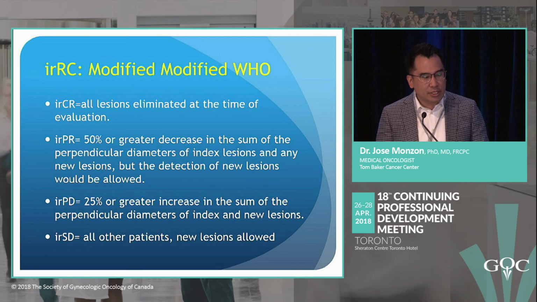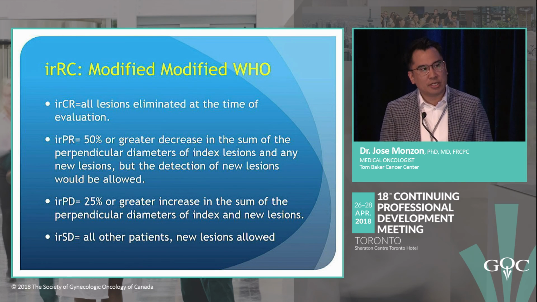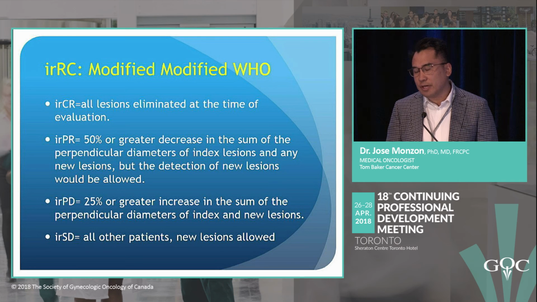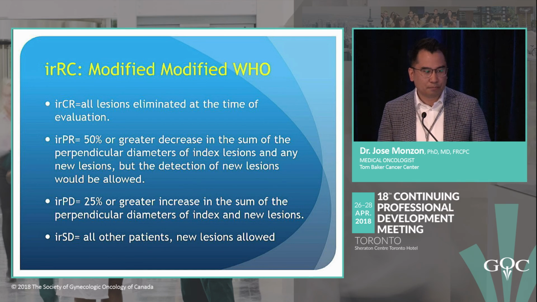If you had progression of your disease, immune-related progressive disease is a 25% or greater increase in the sum of the perpendicular diameters of the index and new lesions, and IR stable disease is all other patients. Now, these numbers might be a bit novel to you, because modified World Health Organization used bidimensional, so 2 measurements, while RECIST usually only uses unidimensional. There's actually a study that demonstrates that unidimensional is more consistent and more accurate in terms of measuring, and it's obviously simpler. So, I like the unidimensional, but I just give examples here about the modified World Health.